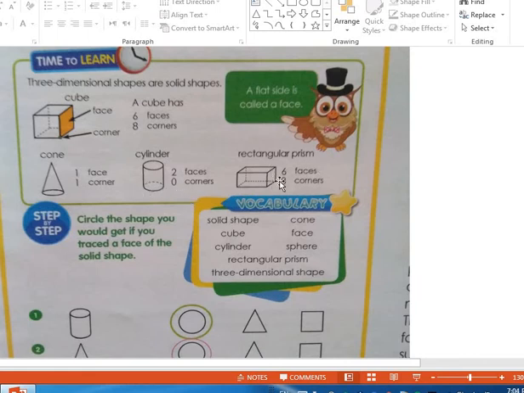Rectangular prism. Here, how many faces? 6 faces. How many corners? Yes, the meeting point of the sides. 8. 1, 2, 3, 4, 5, 6, 7, and 8.